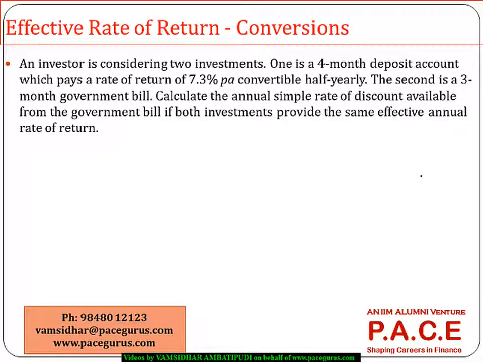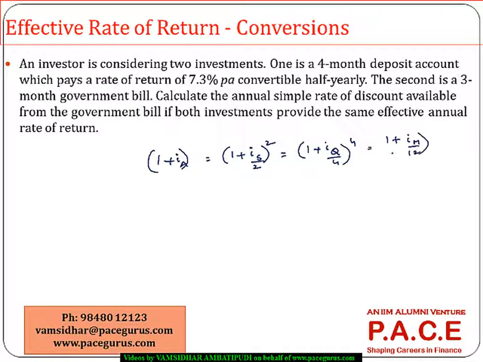Now, how do I look at converting between the various effective rates of return? We have seen earlier the relationship that 1 plus i, where i is the annual effective rate, should be equal to (1 plus i semi-annual by 2) whole squared, or equal to (1 plus i quarterly by 4) to the power 4, and similarly (1 plus i monthly by 12) to the power 12.